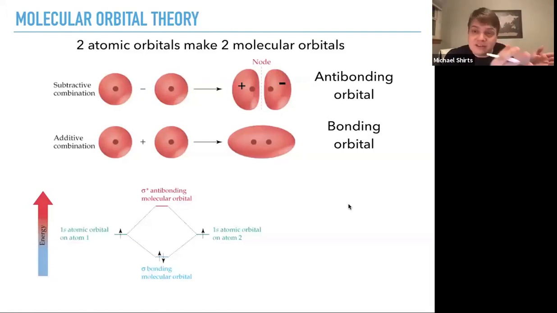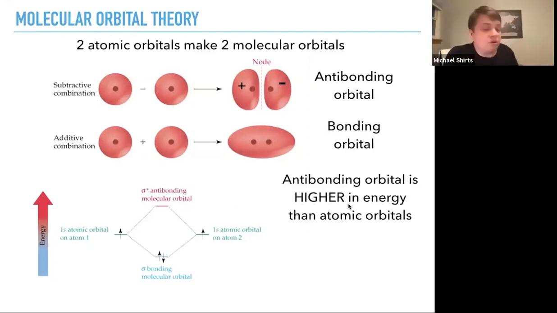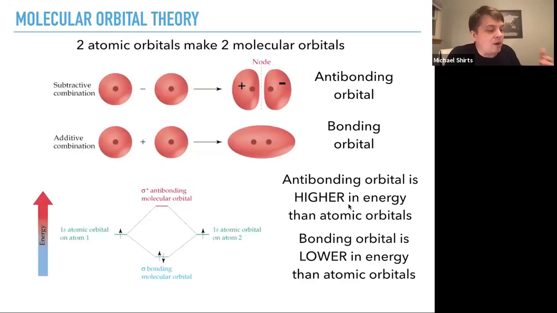So we bring the hydrogens together, and now the electrons start noticing the other nucleus, they can start jumping back and forth, and two new orbitals are created, a bonding orbital and an anti-bonding orbital. So when we talk about the bond order of this interaction, the anti-bonding orbital is higher in energy than the atomic orbitals. The bonding orbital is lower in energy than the orbitals that came together to combine it.